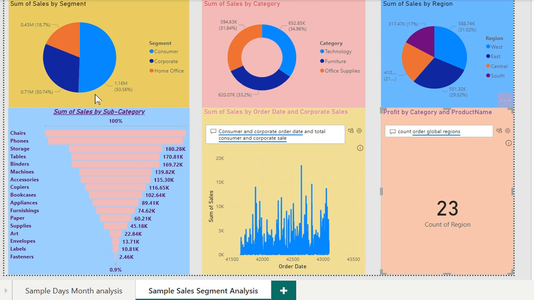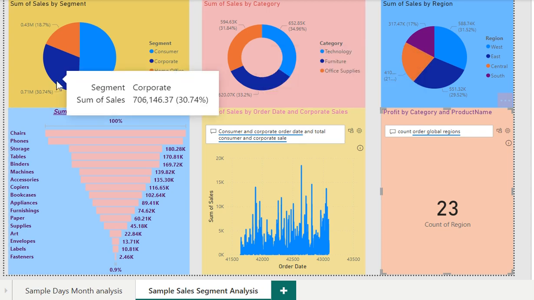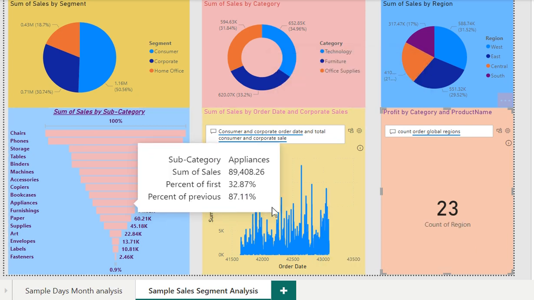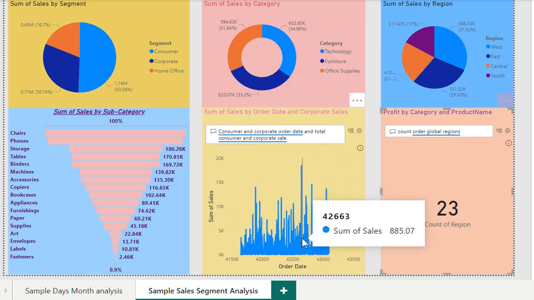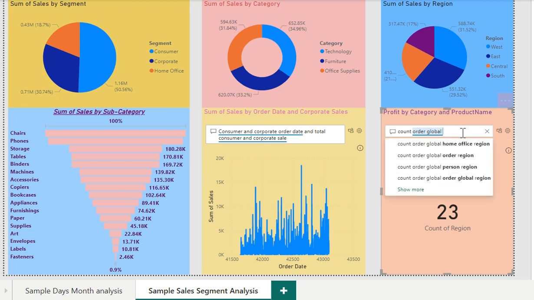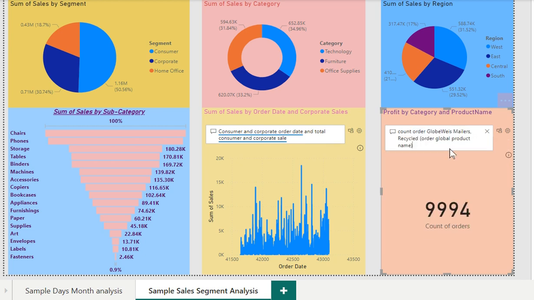Finally, we have created a dashboard over here with the donut chart, bar chart, funnel chart, bar graph, and this is the Ask AI feature through which we can calculate and count the region or the maximum number of category, the maximum number of orders, the maximum number of counts of each and every category.